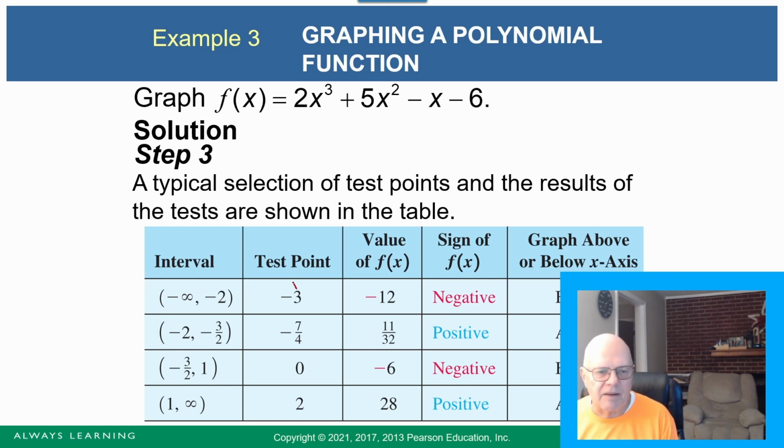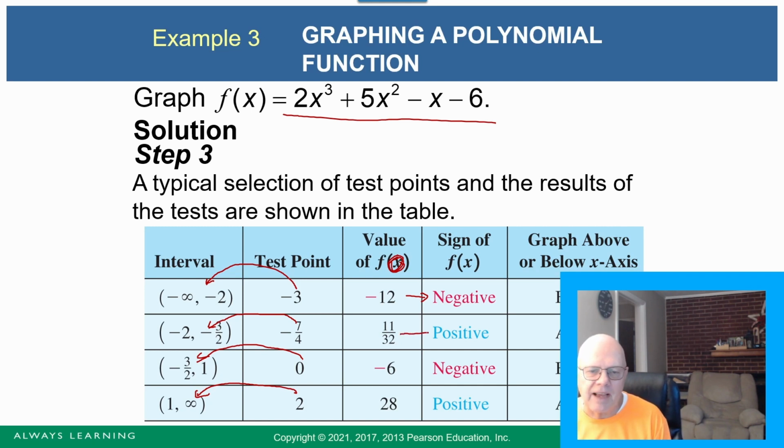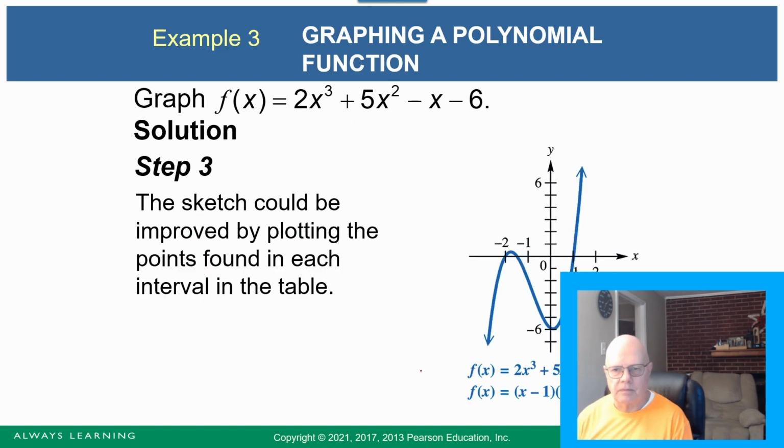Notice that this -3 is in the first interval, -7/4 is in the second interval, 0 is in the third interval, and 2 is in the fourth interval. Just put those values in where the x is, and use the function to find out what you've got. In this case, this is what you get. That's obviously negative. The graph is below the x-axis there, above the x-axis here, below and above. There's your sketch.